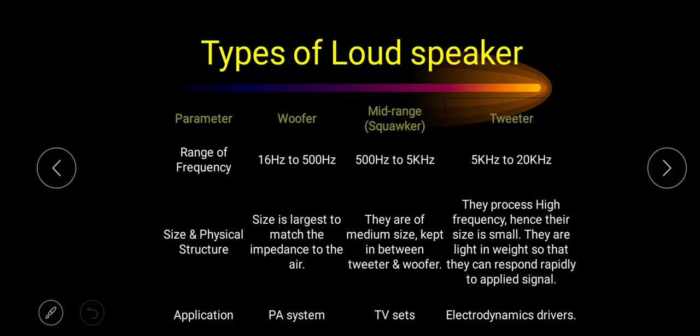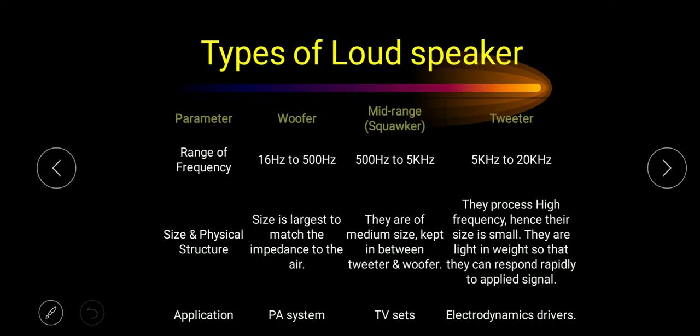Now the woofer has 16 hertz to 500 hertz frequency, then mid-range has 500 hertz to 5 kilohertz, and tweeter has 5 kilohertz to 20 kilohertz. It means 20 hertz to 20 kilohertz is divided into these three types of frequency ranges to produce at the output within certain limits. Also the woofer has the largest size compared to mid-range and tweeter, and the tweeter has the smallest size compared to the other two.